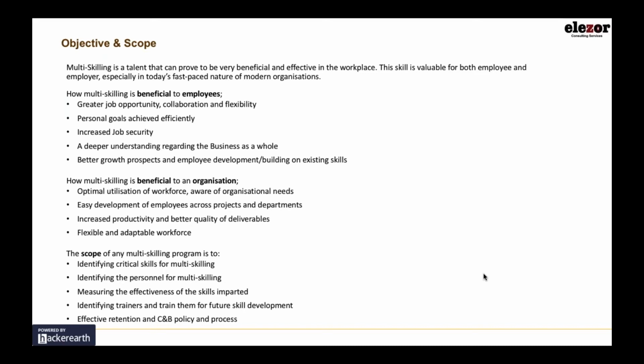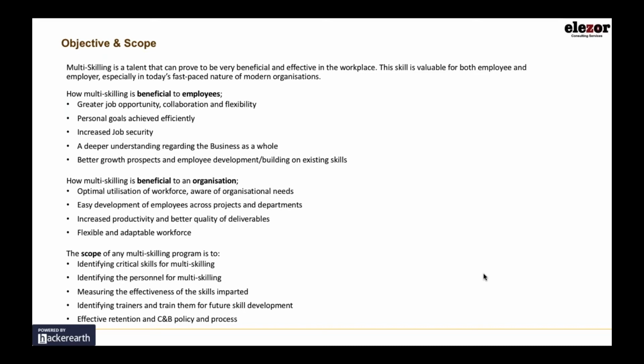So the scope that we'll be covering during our session today is identification of critical skills, which is the first step for any multi-skilling program, and identifying the required personnel who will undergo that multi-skilling program, which is the second stage you have to pass through. This is a very critical stage, because it is where most employees can be either satisfied or dissatisfied, or you might end up making some employees feel uncomfortable about why they were not chosen for this program, and why certain other specific people have been chosen for this program.